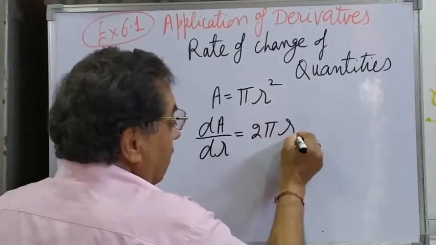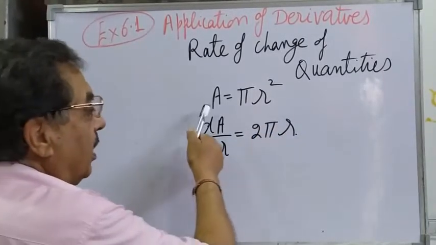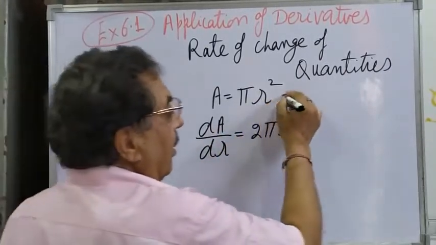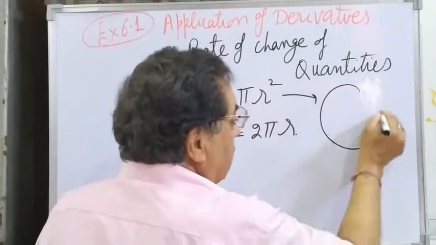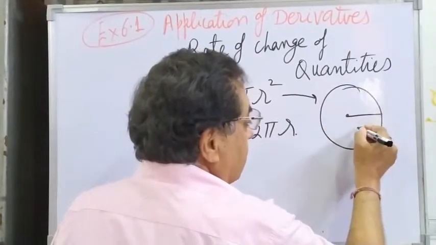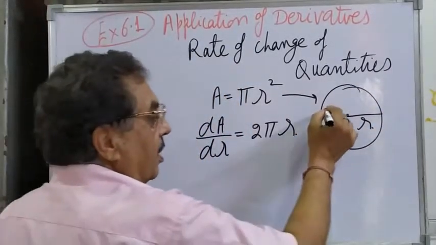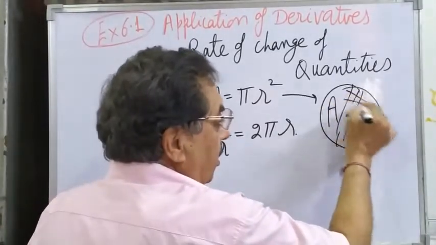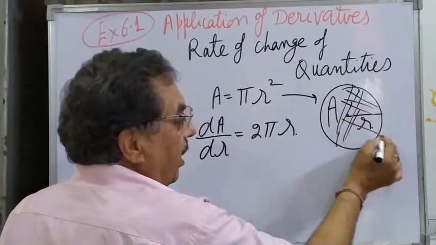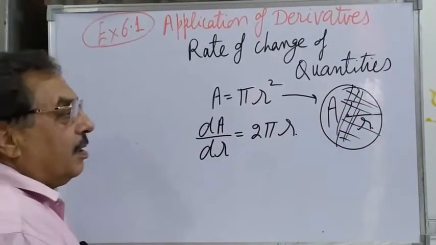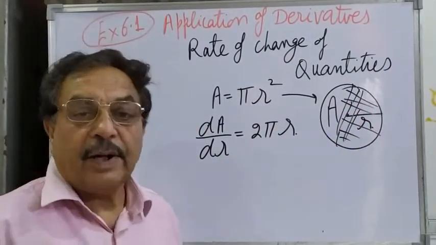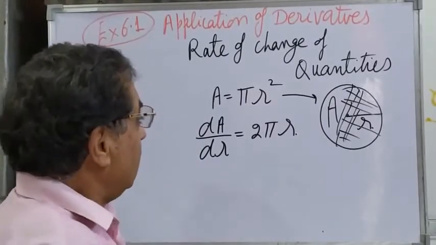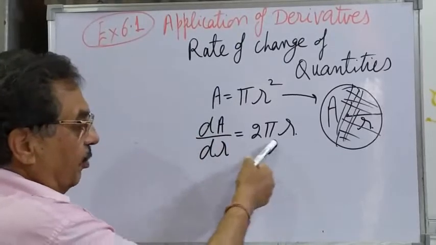2 pi r. So we have the basic A equals pi r square. The area of a circle is related to the radius. It increases or decreases according to the value of the length of the radius. So on differentiation, dA by dr is 2 pi r.